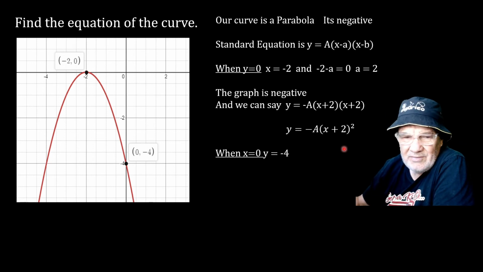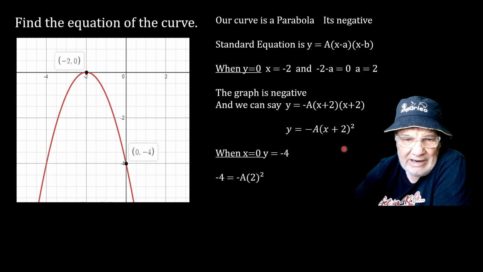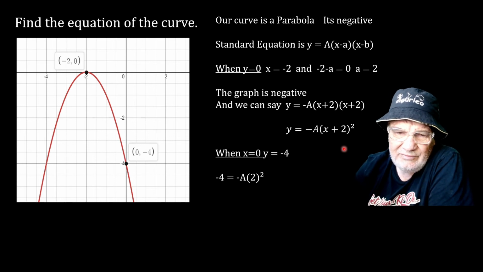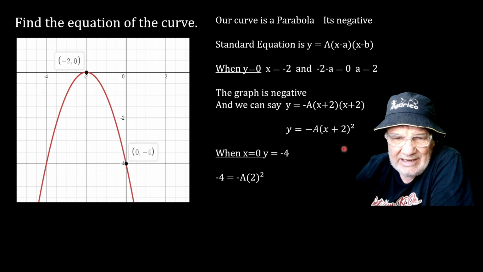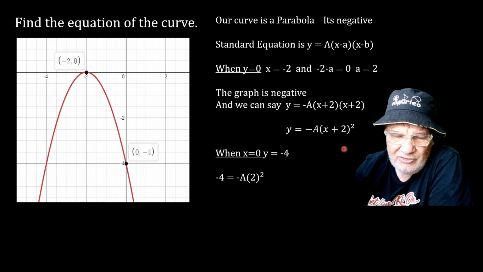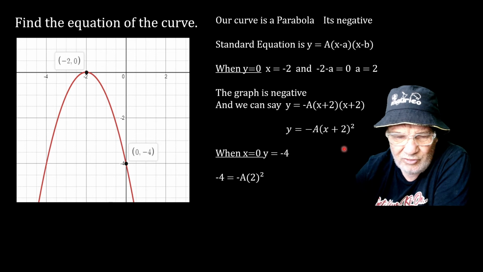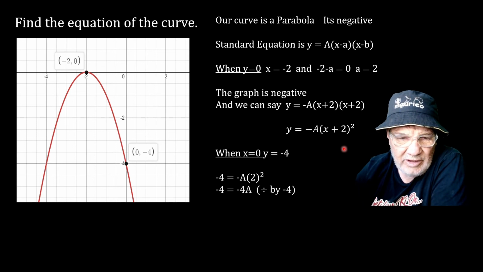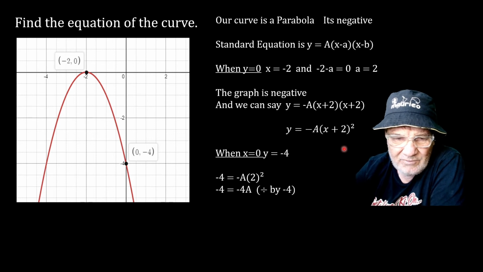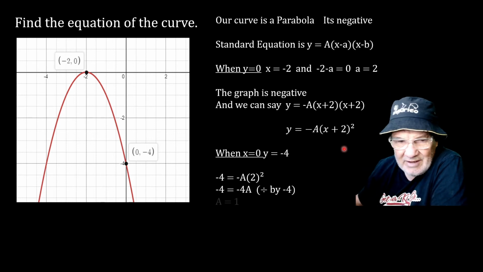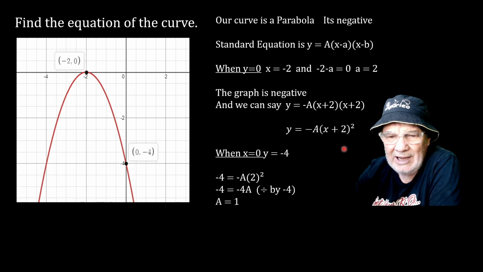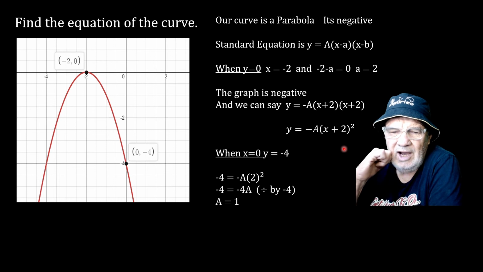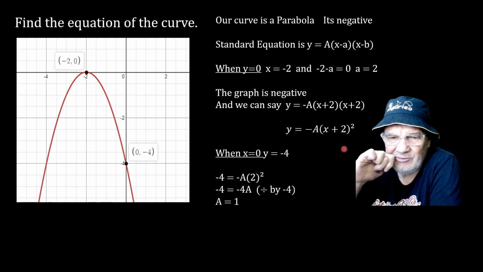Okay, so let's put that information into the graph, and we get y is negative 4 equals negative a, which we're trying to find out, and x is 0, so 0 plus 2 is 2, all squared. And then negative 4 equals negative 4a, divide through by negative 4, and we get a equals 1.